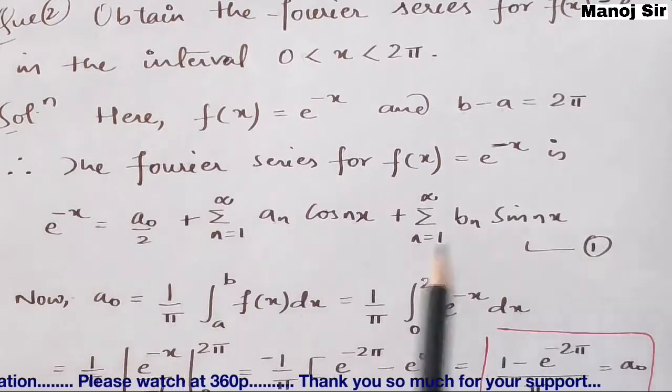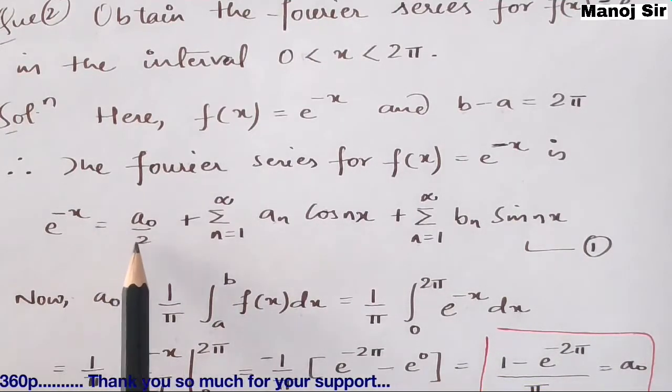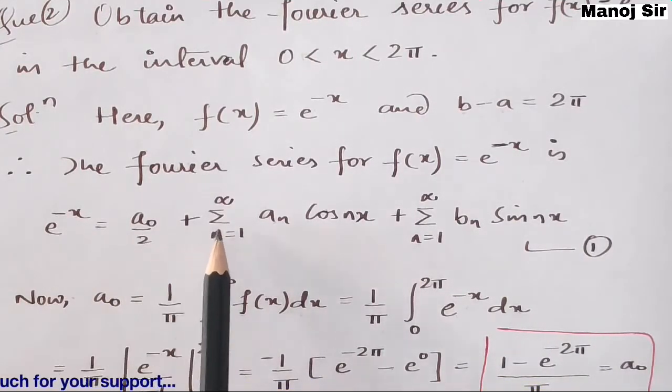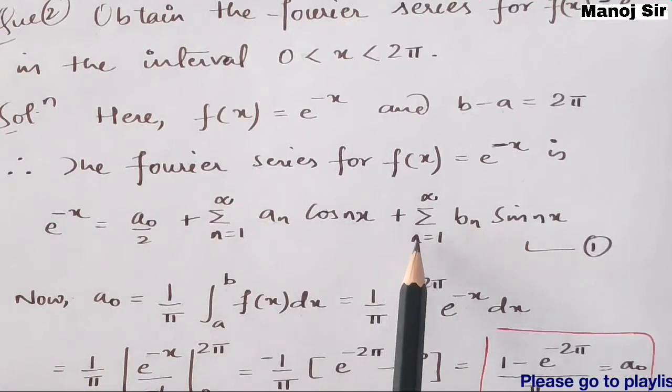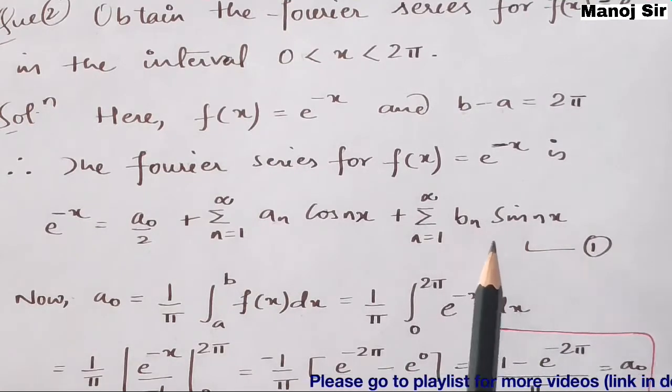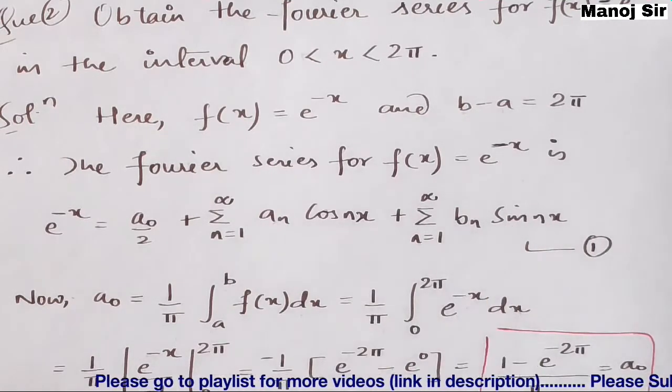What is my equation number 1? This is my equation number 1. e to the power minus x equals a naught upon 2 plus summation n equals 1 to infinity an cos nx plus summation n equals 1 to infinity bn sin nx. Okay, this is my equation number 1.